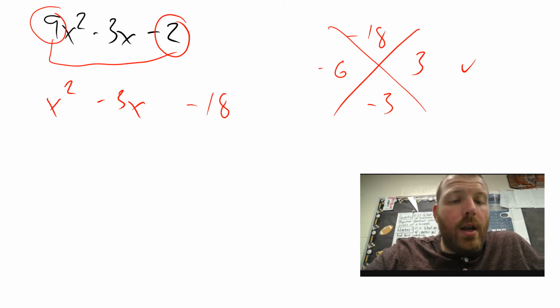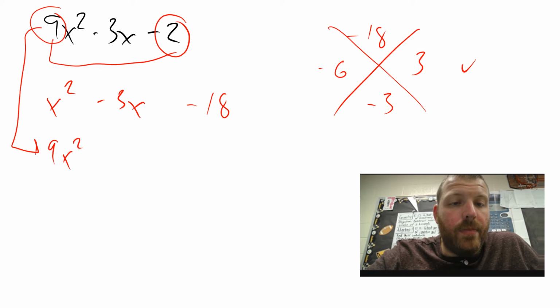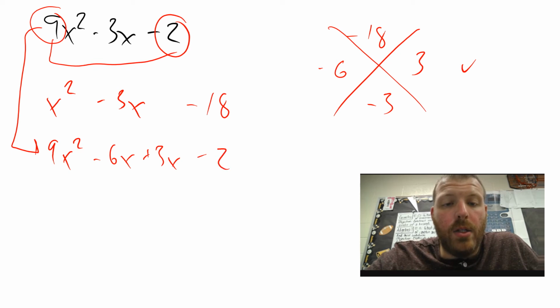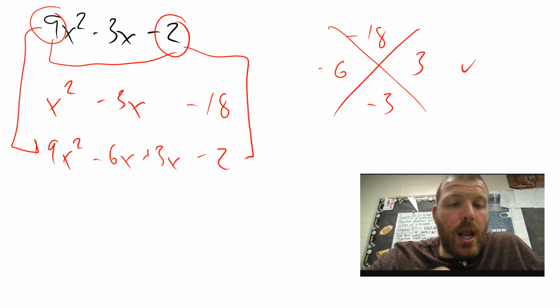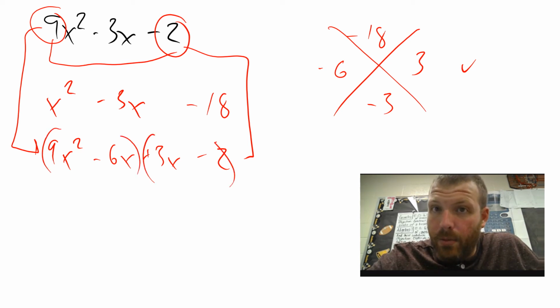All right, so let's go down here and change this up. Let's bring this down, 9x squared. We want to do minus 6x. We want to do plus 3x. We want to do minus 2. And now we're going to group, and hopefully these things are factorable, right?